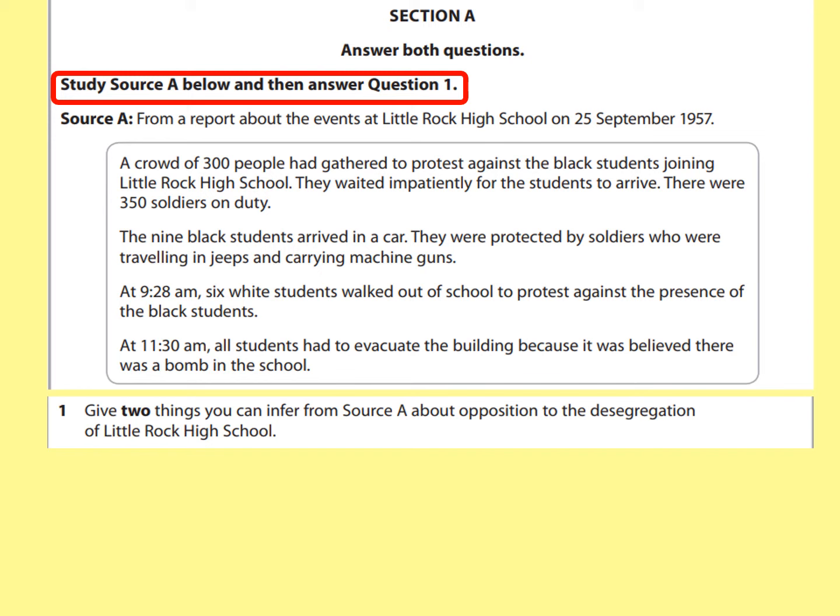Okay, so this source and this question are all about civil rights, but remember in the exam it could just as easily be about Vietnam, or indeed if you're doing the Germany topic it could be either on Weimar Germany or Nazi Germany. You might be doing one of the other topics too, which I won't comment on now, but hopefully the basic skills and how you approach these questions will still be useful.